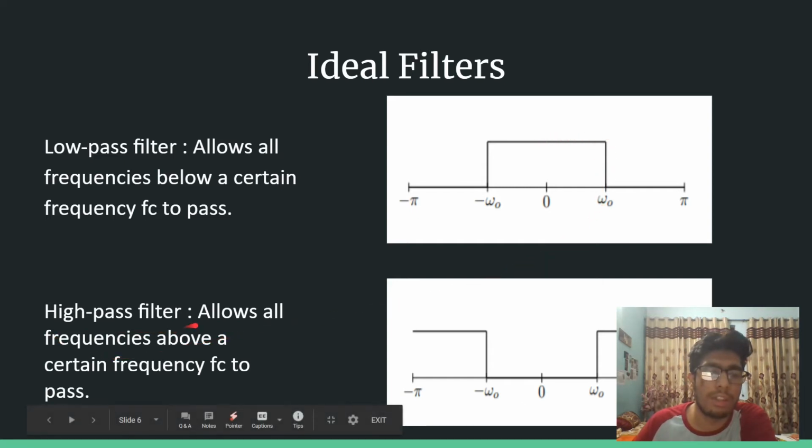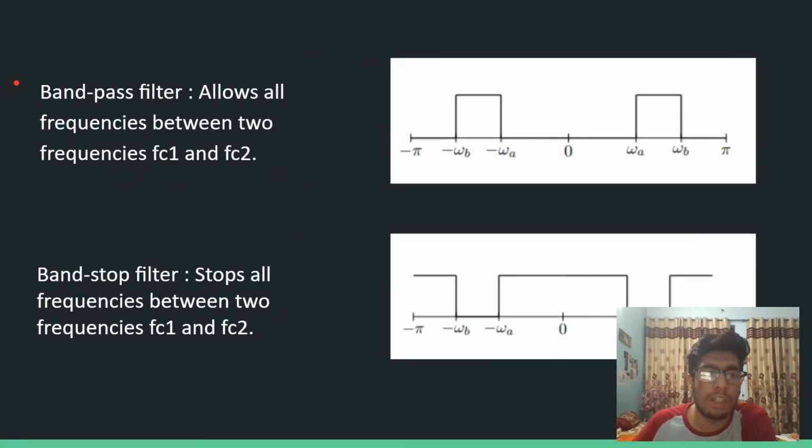And the high pass filter is just the opposite of the low pass filter. It allows all frequencies above the cutoff frequency to pass. And the next is the band pass filter, which allows frequencies between two cutoff frequencies, omega a and omega b in this case, to pass. And the band stop filter, the opposite of the band pass filter, stops all frequencies between two cutoff frequencies, as shown in the figure.